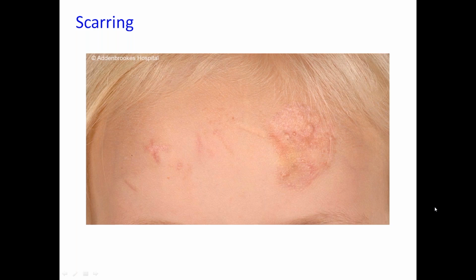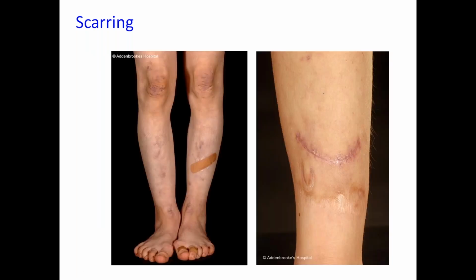Children don't put their hands out as quickly as adults to protect themselves, so they tend to hit their heads a little bit more. So you can see this atrophic, which means thin, scarring over the forehead. And then we see a lot of scarring over the knees, and the knees are actually the most common site for scarring in Ehlers-Danlos syndrome. But you can see scarring all the way down the shins with bruising.